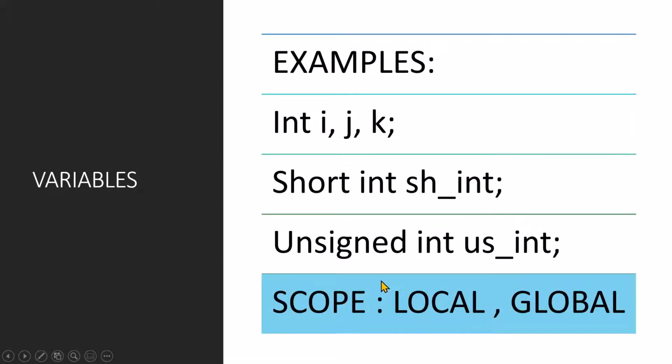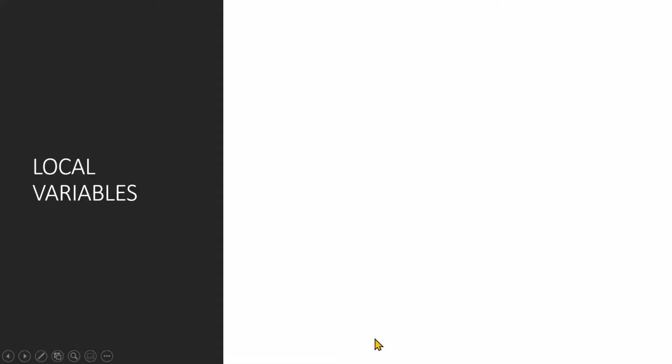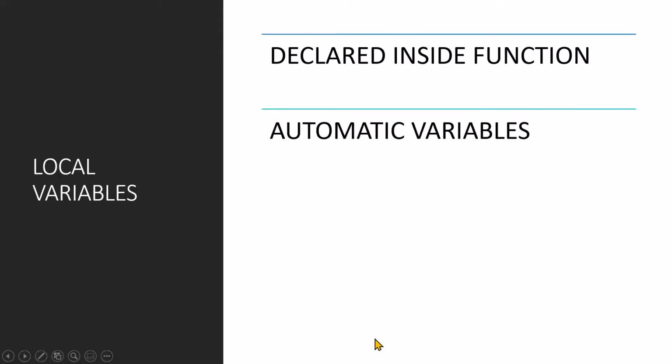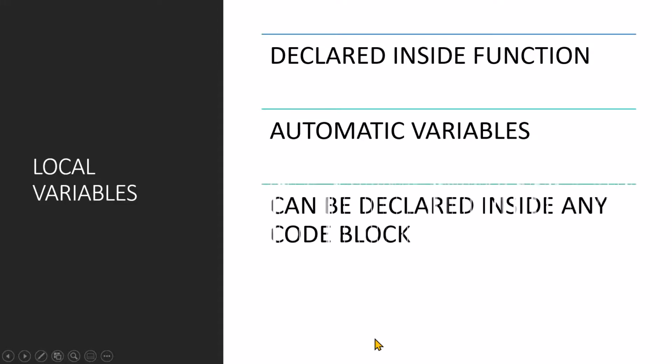The scope of variables could be local or global. Let's look at local variables first. They would be declared inside a function. Local variables are also called automatic variables. A little bit about the term automatic here: it's no longer used. It was used earlier to provide source compatibility with the B language. So you may find it in some documentation, but it's no longer used.